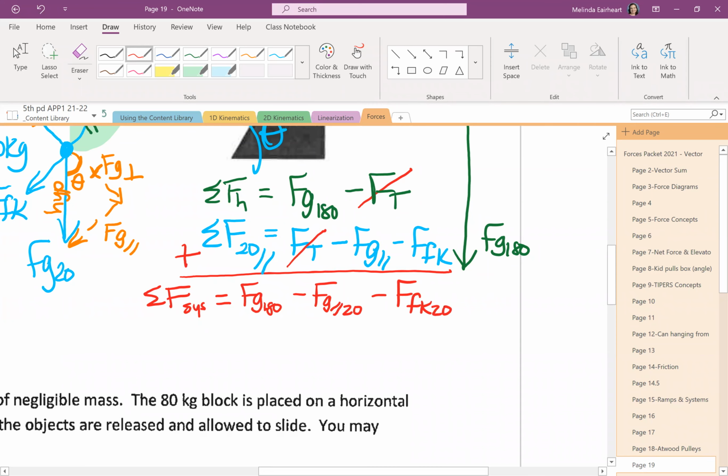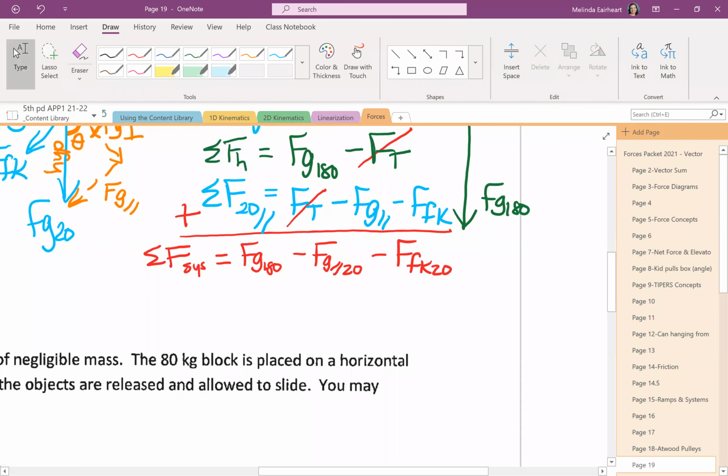So I added some more subscripts there just to differentiate, right? Block 1, block 2, block A, block B, whatever. Now, FNet equals, come on everybody, FNet equals MA. Mass of the system times that acceleration of the system, which is the same for everybody. FG for the hanging mass equals what? MG. And it's the 180.